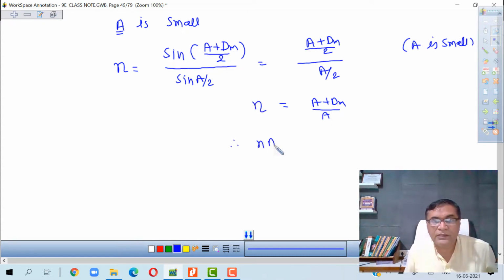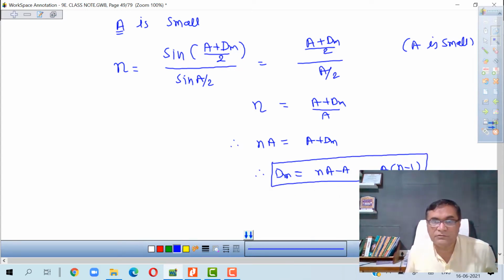So nA is equal to A plus Dm, and therefore Dm is equal to nA minus A, and so we get A(n minus 1). So this is your deviation for any color. You can write for this. For red, our red color refractive index લેવાની. If it is violet, then we use refractive index of the violet.